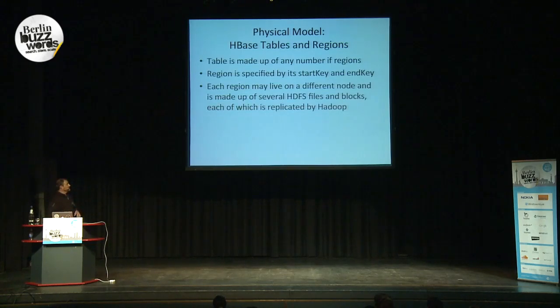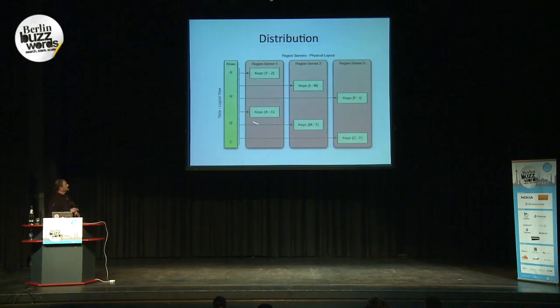These regions live on different nodes and are stored in different places on HDFS. So don't worry about this. That's then done by the storage layer. This looks like this. We have the distribution here. You can see here is the logical view of that table. We have A, B, C, D, E, and so on and so forth. These are the row keys. Then these are distributed as sets, as regions, on region servers. So you can see they're randomly distributed. There's A to C, C to F, and so on and so forth. So that's the separation. That's how things grow.